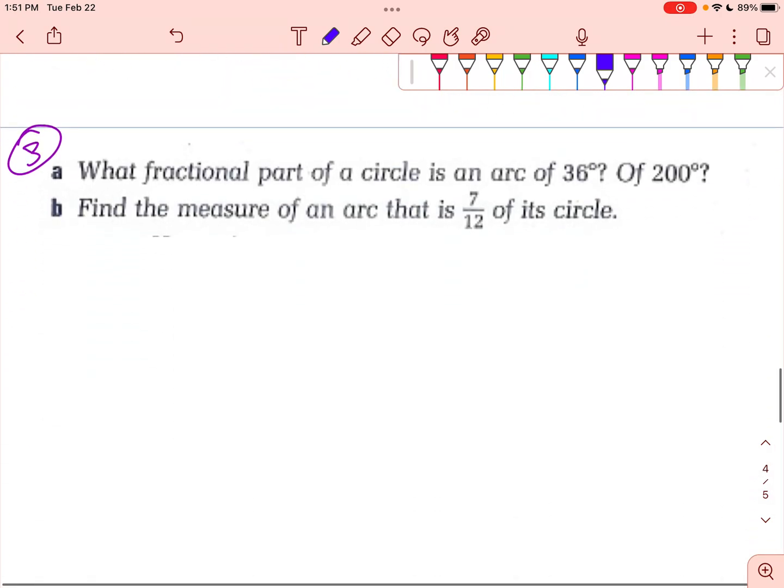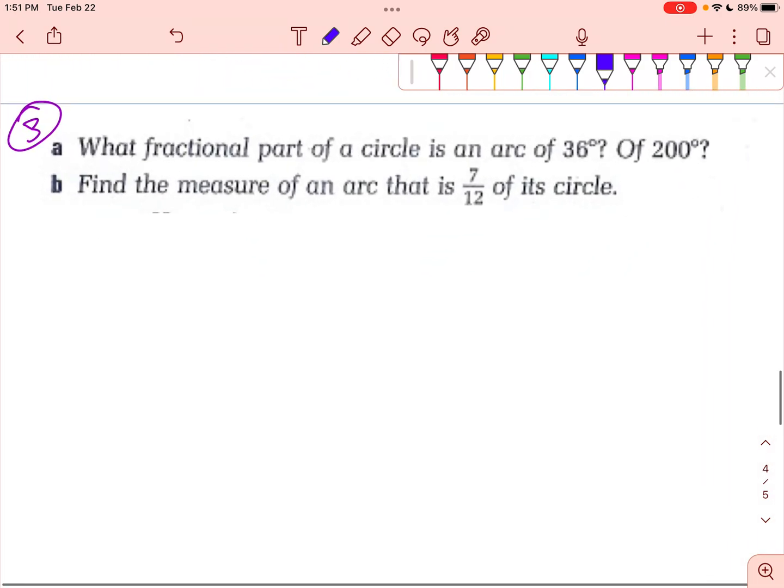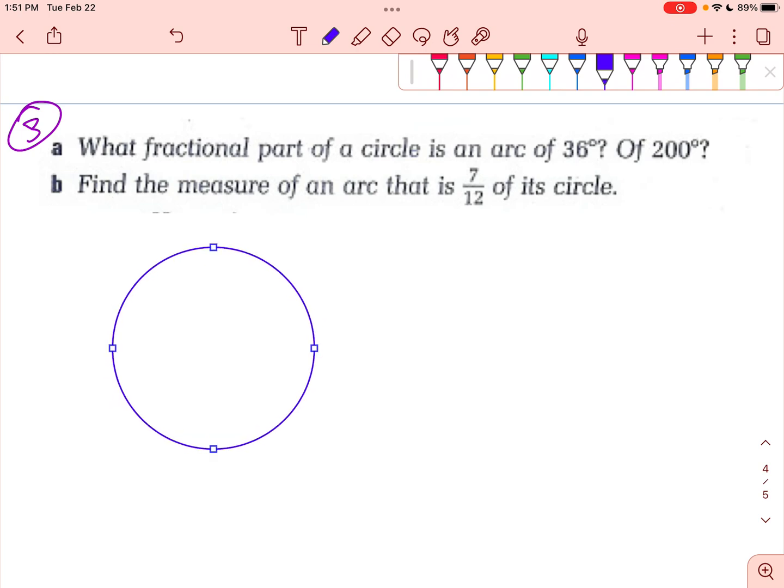Okay. Here we go. What fractional part of a circle is an arc that's 36 degrees? Okay, so once again, we have a full circle. And if I was to take an arc that is 36 degrees, what fraction of the circle is that? So I would say it's 36 out of the 360 degrees, which reduces to 1/10 of the circle.